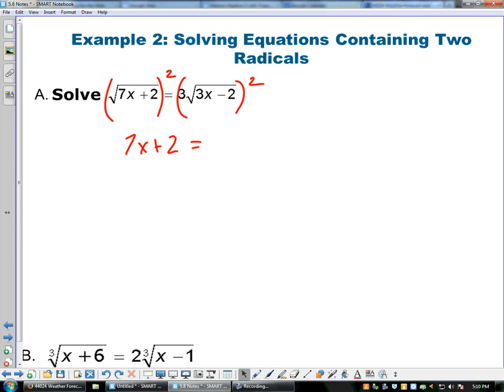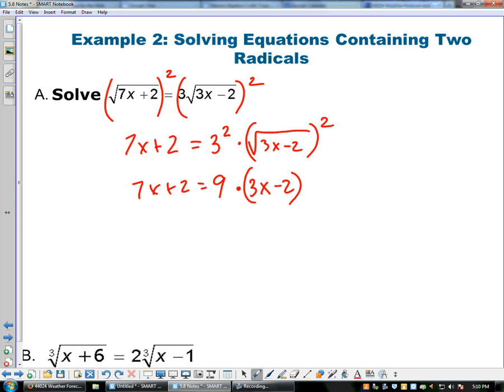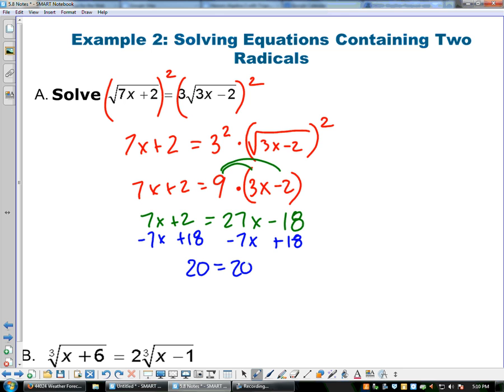So on the left we have 7x plus 2. Now on this side we really need to do 3 squared times the square root of 3x minus 2 squared. And so we end up getting 7x plus 2 equaling 9 times, again, the square rooting and the squaring are canceling each other out. So we get 9 times the quantity 3x minus 2. If we distribute the 9 here, we get 27x minus 18 equals 7x plus 2. And now we're just solving a nice linear equation like you are very comfortable with. So I subtract 7x from both sides, add 18 to both sides, and I end up getting 20 equals 20x. So it looks like x is equal to 1.